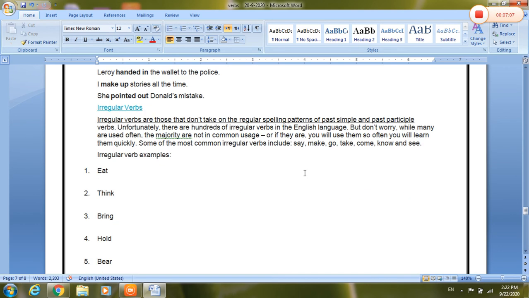And of course, at last, you know the meaning of irregular verbs. Irregular verbs are those that don't take on a regular spelling pattern of the past simple or the past participle. I think you studied this when you were young, just like eat, ate, eaten, think, thought, thought, and so on. You know lots of examples of those irregular verbs.